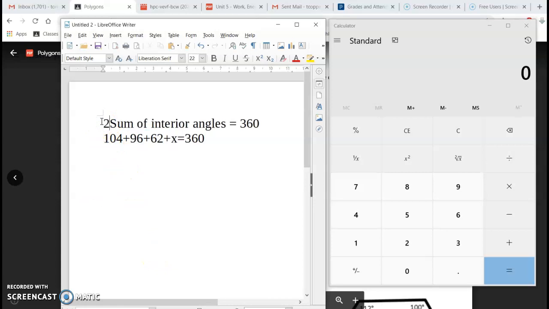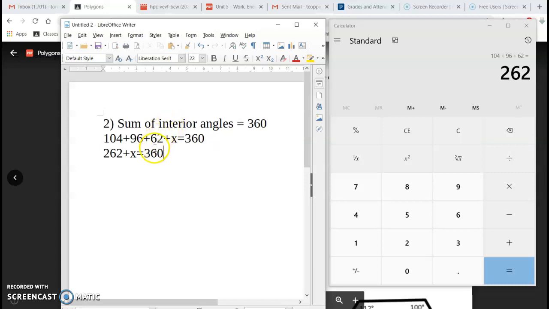So this is number 2, sorry, I forgot to write it. So sum of interior angles equals 360. We added all the angles up. Now let's work it out. 104 plus 96 plus 62. The answer is 262. So now we know that 262, because we added these numbers together, plus x is equal to 360.